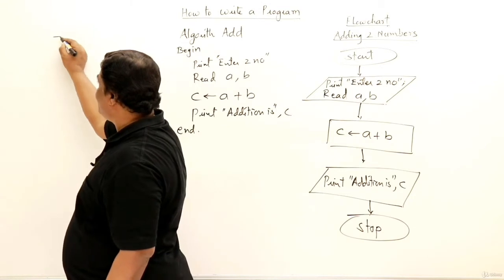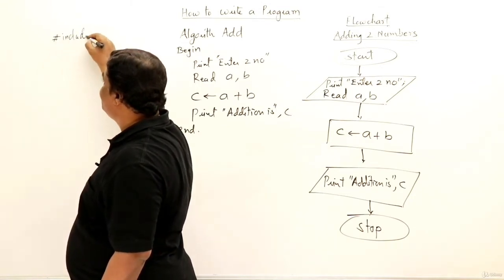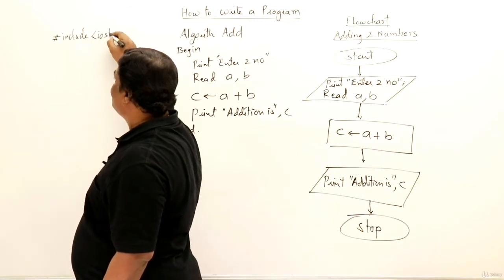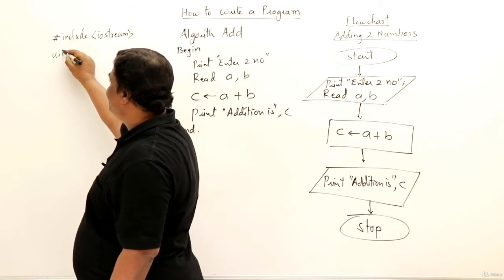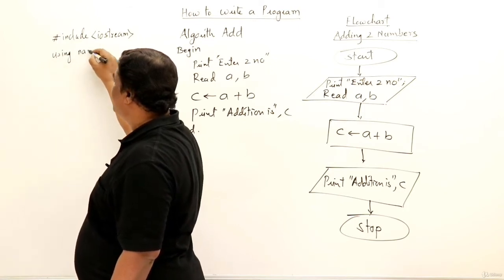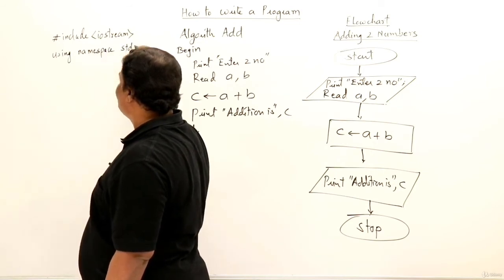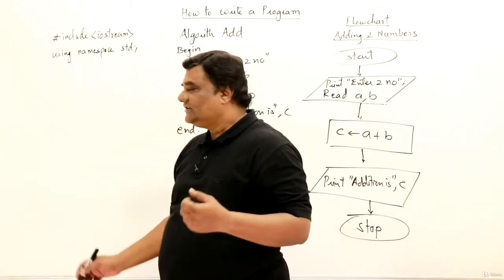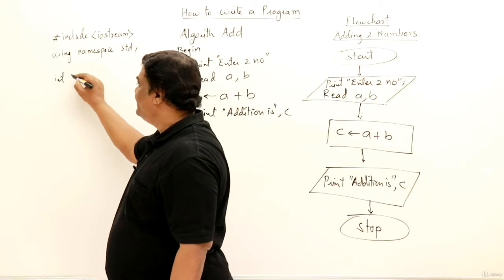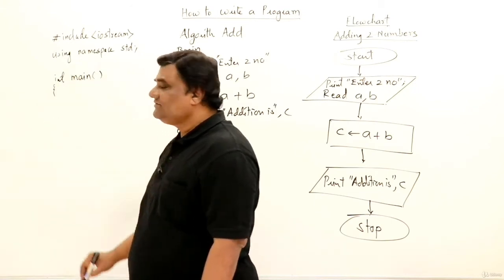So for that, I have to write hash include iostream, right? So this is the thing that we have already learned. So this is iostream. Then I have to write using namespace, right? So whenever I am using cin and cout, this will be useful. std. So using namespace std. Now main function, int main, and starting of a main function.